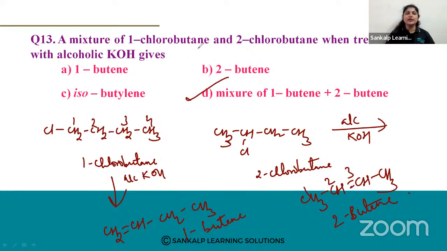So whenever a mixture of 1-chlorobutane and 2-chlorobutane is treated with alcoholic KOH, you will obtain 1-butene from 1-chlorobutane, and 2-butene from 2-chlorobutane. So it will undergo dehydrohalogenation. One hydrogen halide is removed. So these were some of the questions based on elimination reactions.